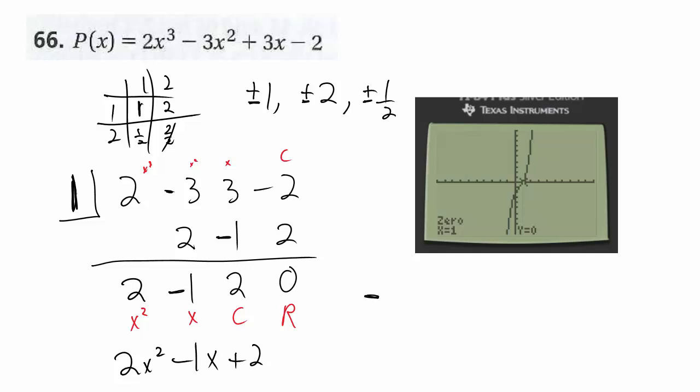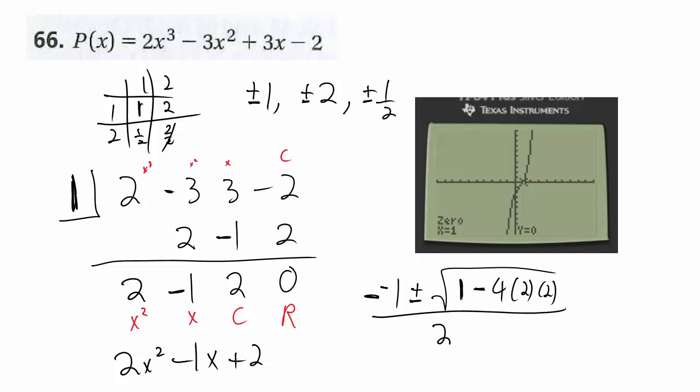So you could do negative, since b is -1, you do that plus or minus the square root of b squared. I'm just going to write 1. Yes, I know it's -1 squared, but -1 squared is a positive 1 anyway. Minus 4 times 2 times the c is also 2, all over 2 times, this time the a is 2. And this is your answer right here, and you can reduce that radical.